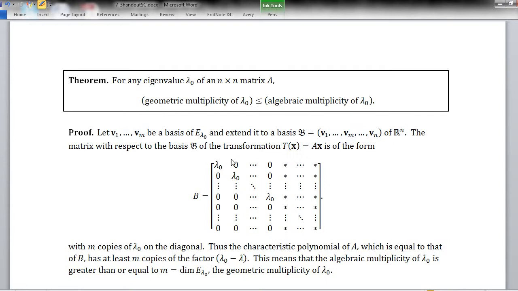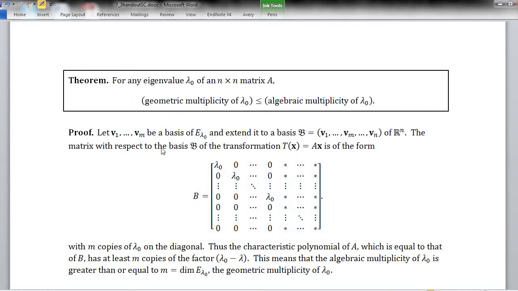Okay, well now write down the matrix with respect to this new basis for the transformation given by the matrix A. Okay, so you'll get a matrix that's similar to A. And, well, because V1 is an eigenvector for A and for T with eigenvalue lambda naught, T of V1 is lambda naught times V1, right? And so if you try to find the first column of this matrix, it's going to be a lambda naught in the first spot and zeros everywhere else.